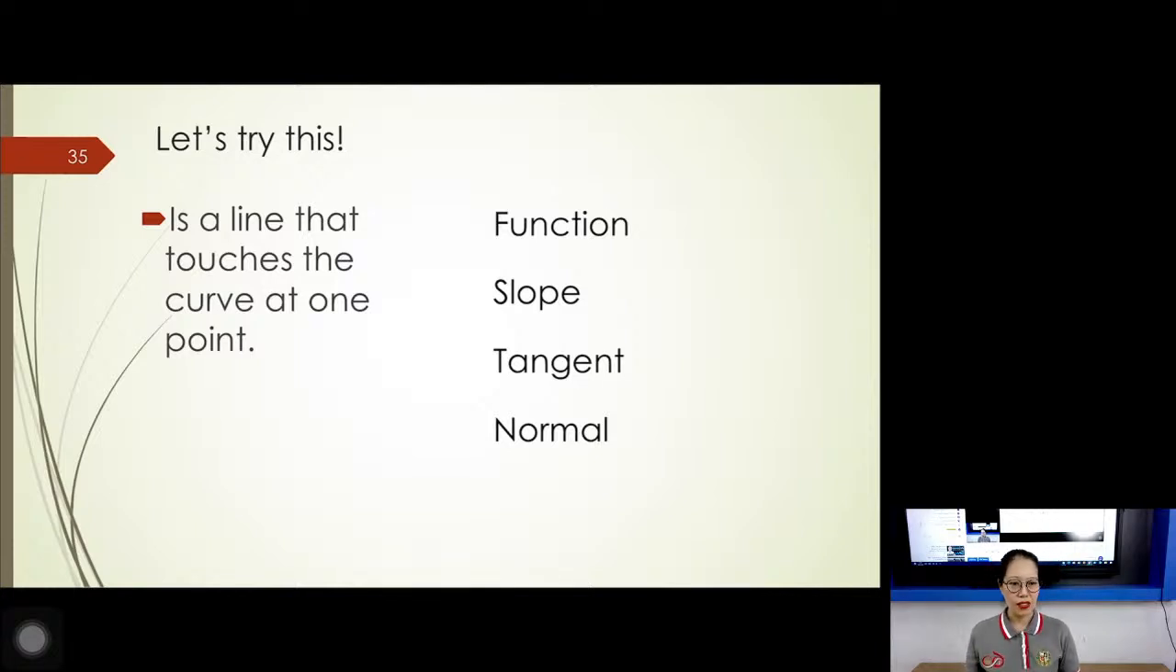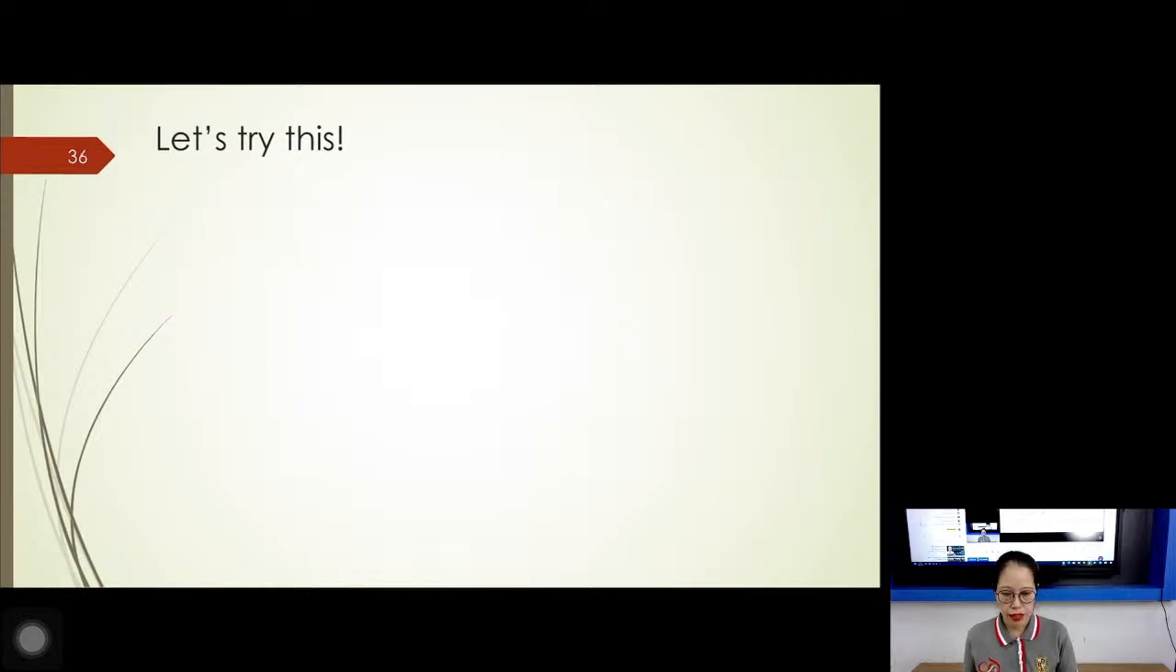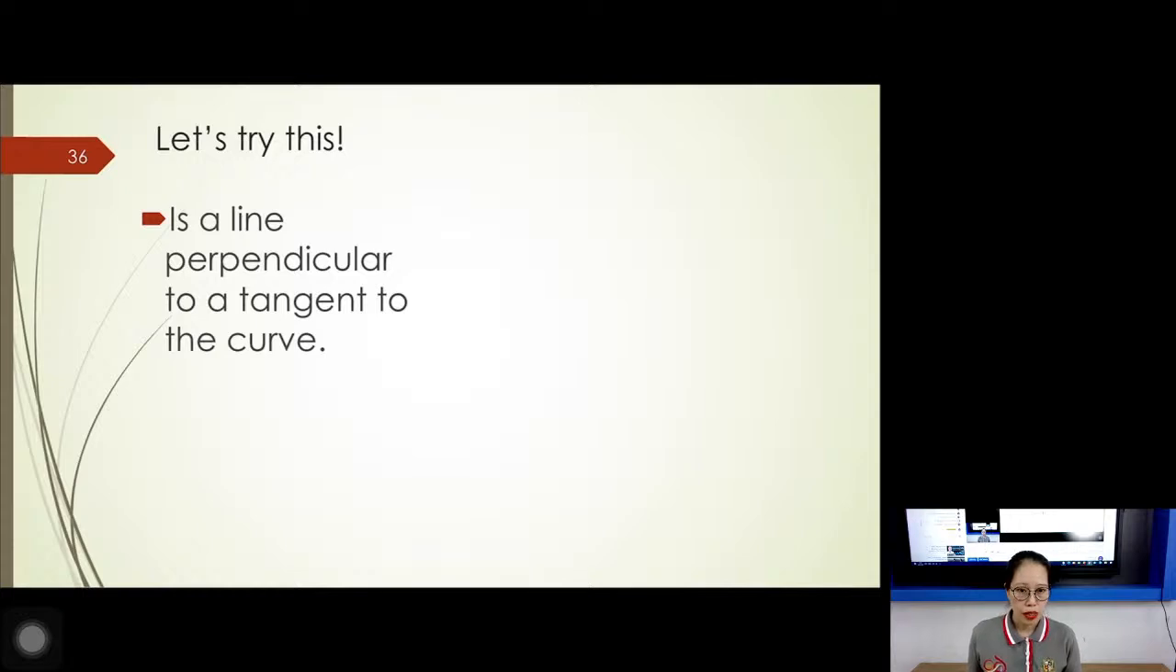Okay, I can see here already the correct answer. If your answer is tangent, then you are correct. Very good. Yes, that's correct. All right, here's our next vocabulary. If you didn't get the first two, then you still have a chance. Here is the third vocabulary. It is a line perpendicular to a tangent to the curve. So it's another line, but this time it is perpendicular.